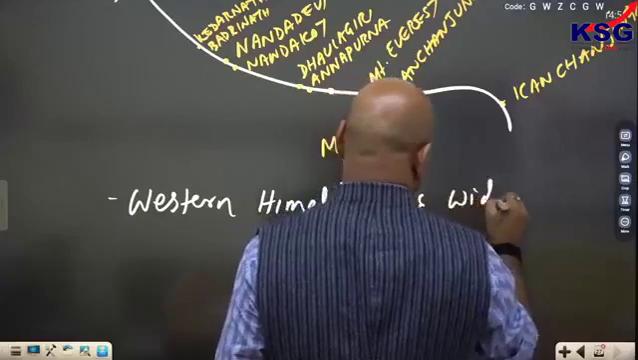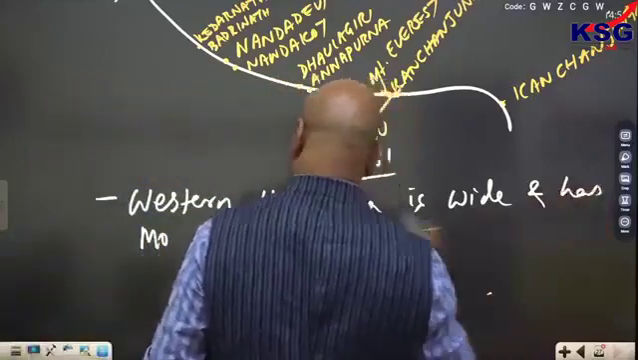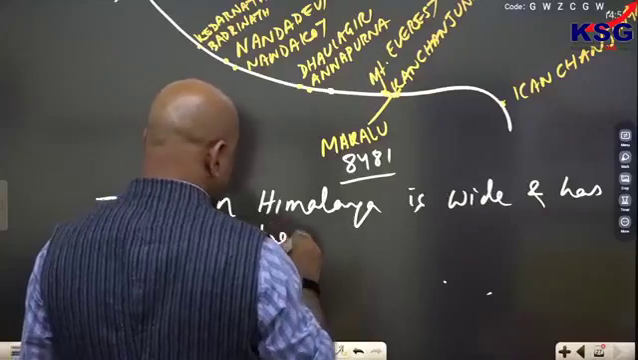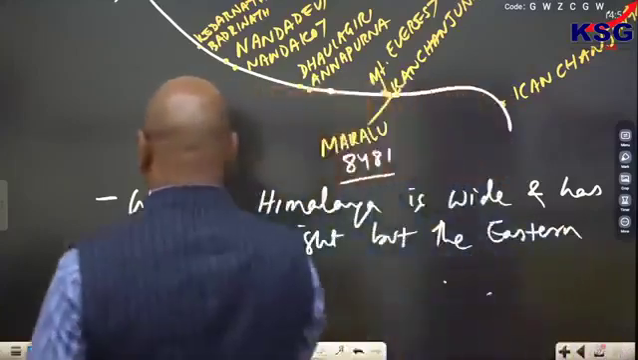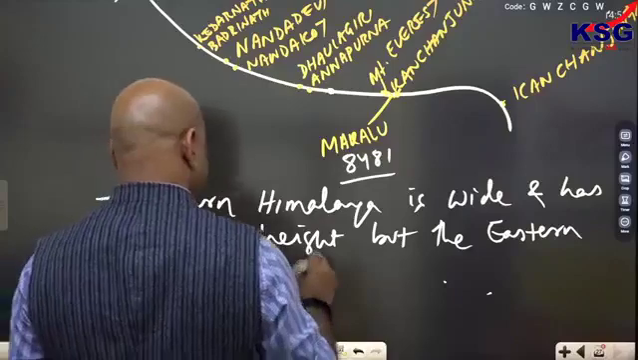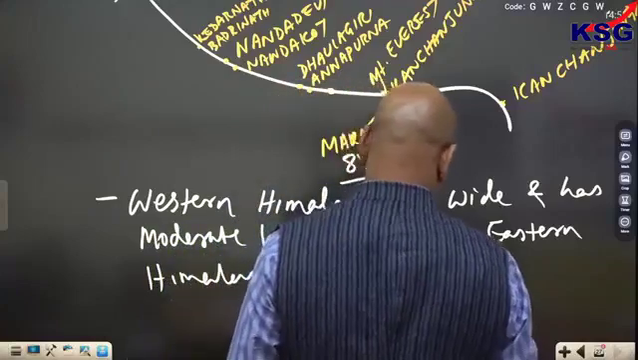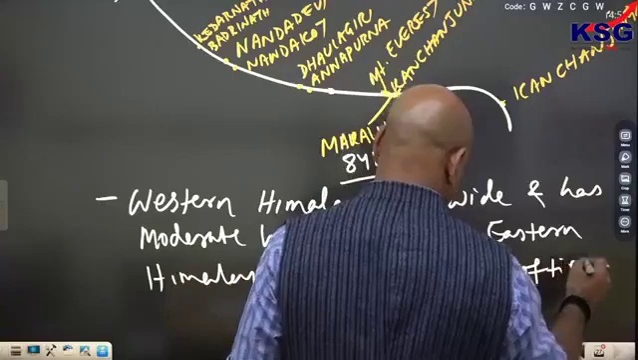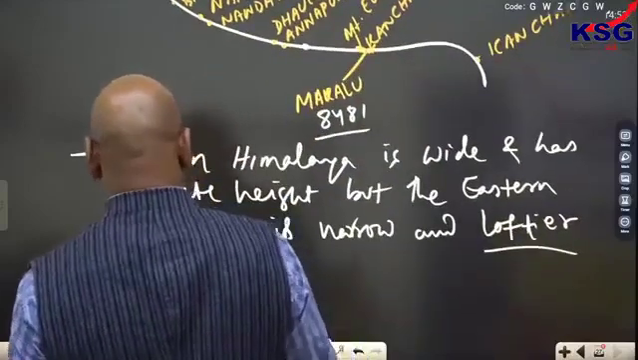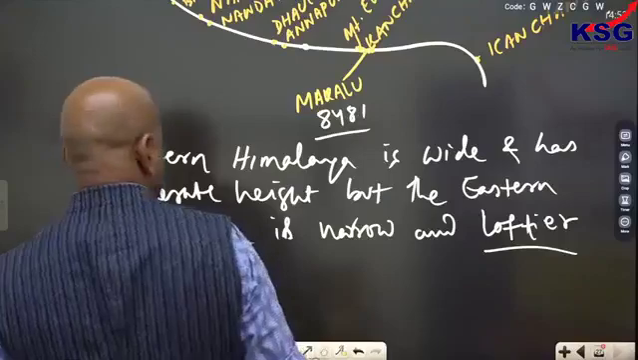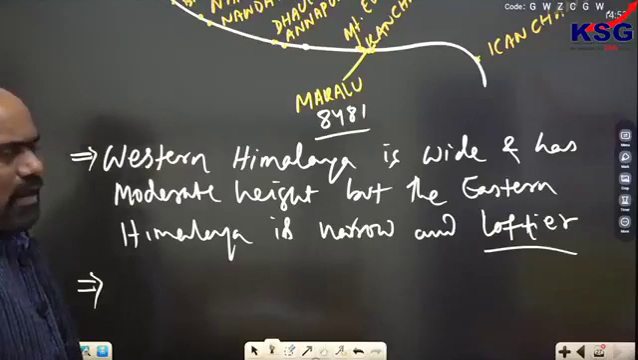is wide and has moderate height, but the Eastern Himalaya is narrow and loftier. I mean, it is narrow and its height is more. Western Himalaya is wide and has a moderate height, but Eastern Himalaya is narrow and loftier, higher.